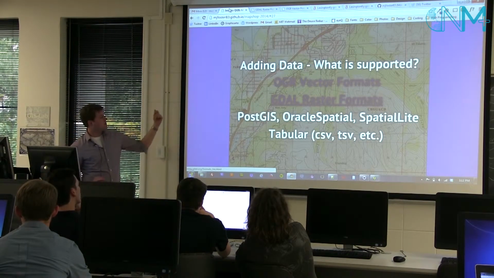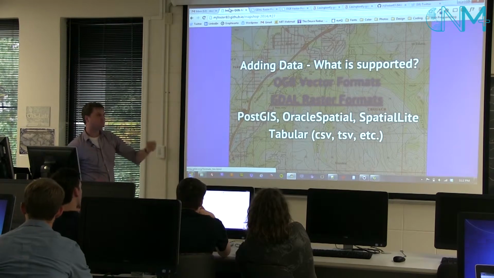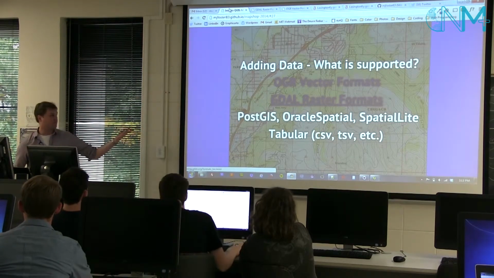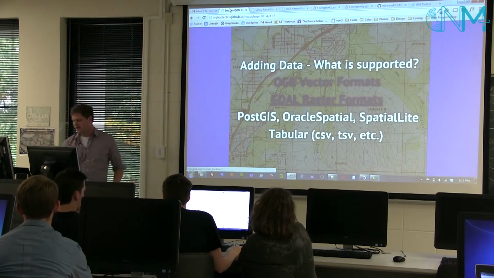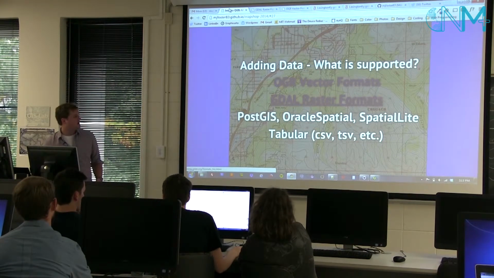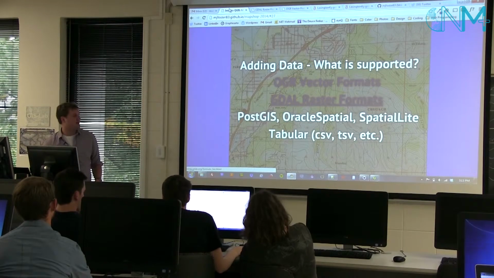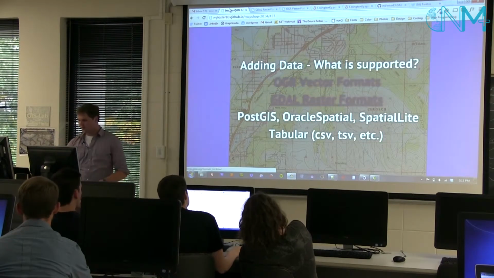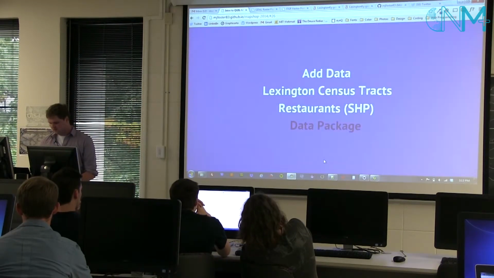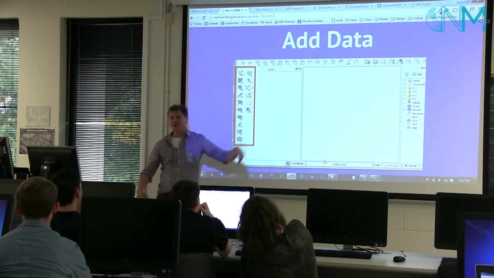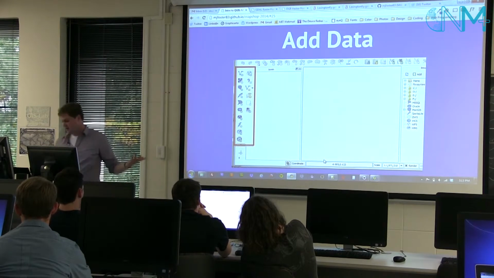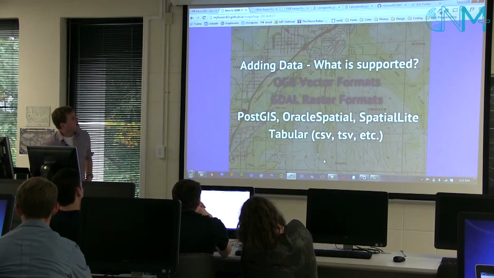You can add PostGIS layers, some database layers, PostGIS, Oracle Spatial, Spatialite. And one of the nice tools that we have here in QGIS is a very easy ability to add tabular data. If you go back to our little Add Data tab, our tabular data is just this little comma right here for adding a comma-separated file or tab-separated file.